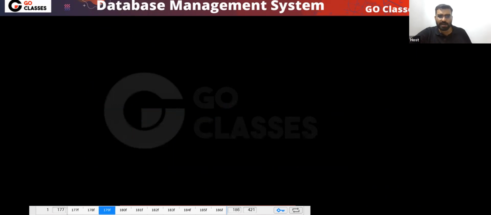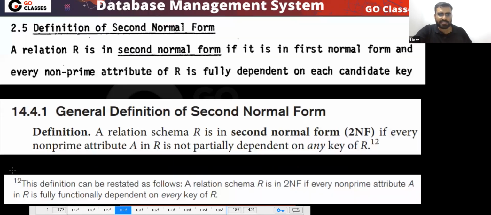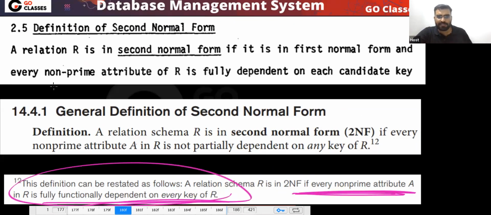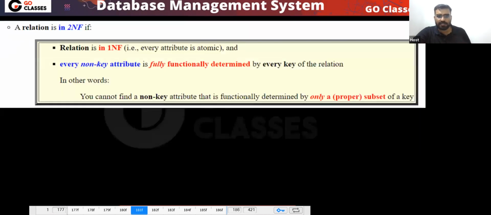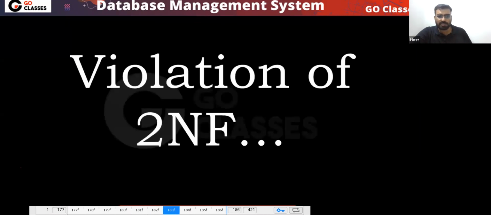So what is the idea of partial dependency and 2NF? Now let me tell you the definition, as we have already seen. A relation is in 2NF if every non-prime attribute is fully dependent on every key. That is, no non-prime attribute is partially dependent on any key. Okay, so this is the idea. Now let's see some more questions.